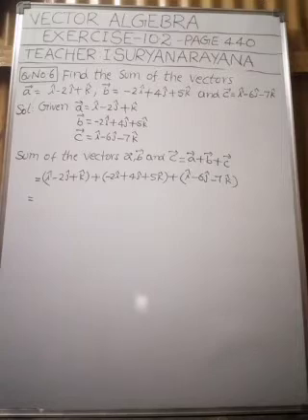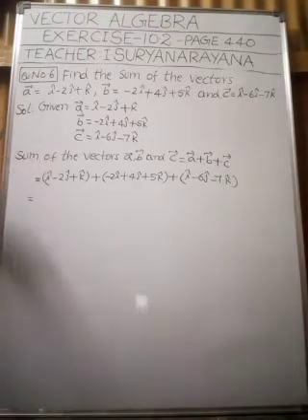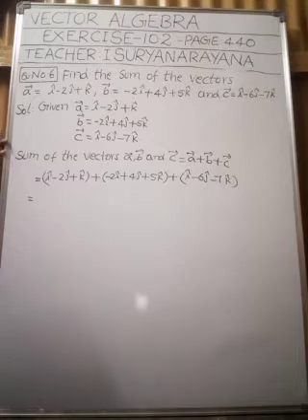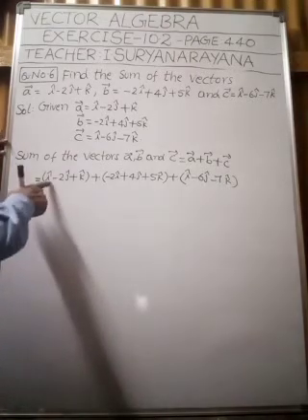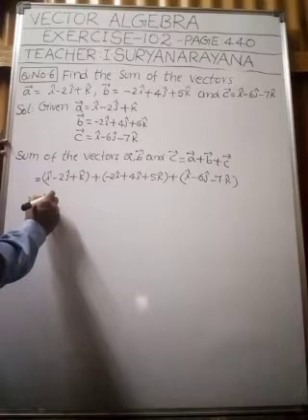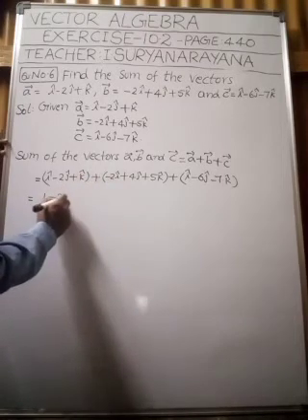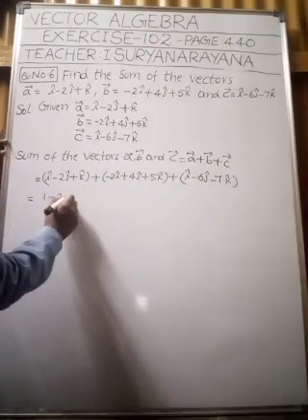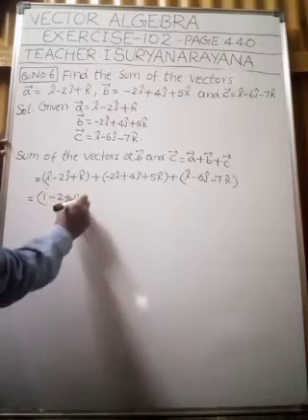In algebra, how do you add terms of an expression? Similarly, here also we have to add like terms, meaning i cap, j cap, k cap. Grouping those terms i cap, j cap and k cap. What is the i cap coefficient here? 1. Here the i cap coefficient is -2. Here the i cap coefficient is 1. Plus 1. Yes or no, my children?